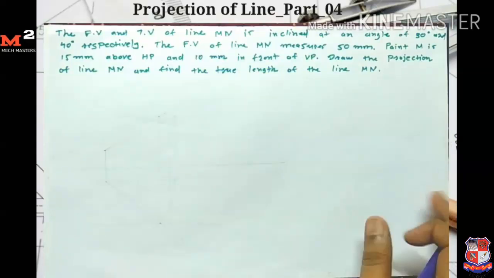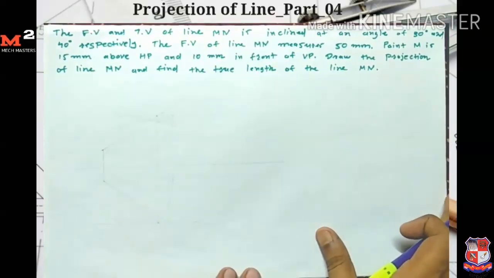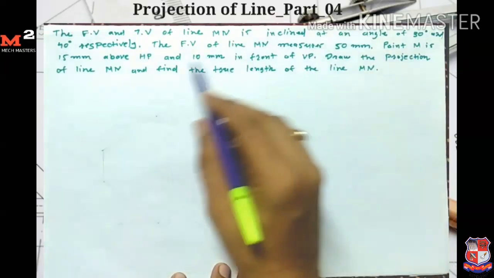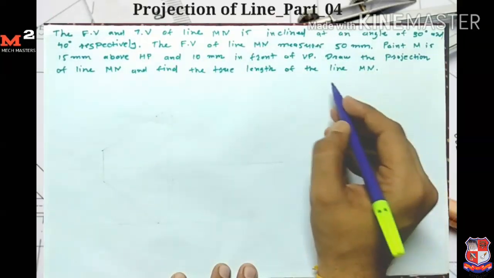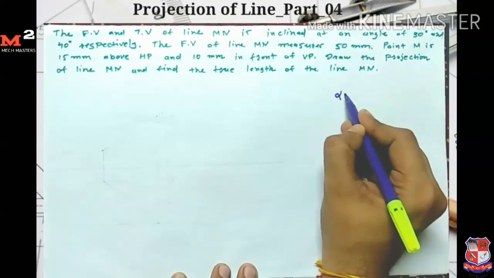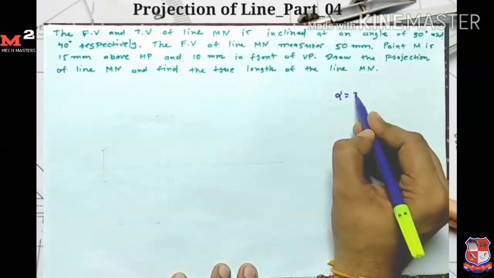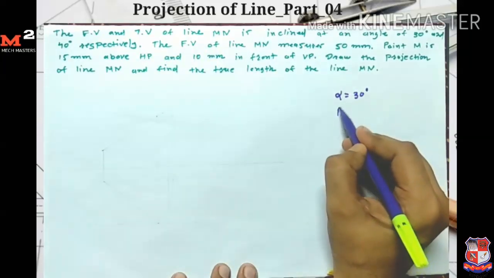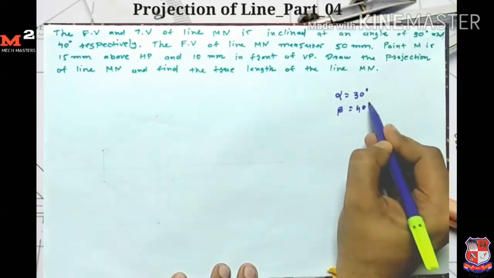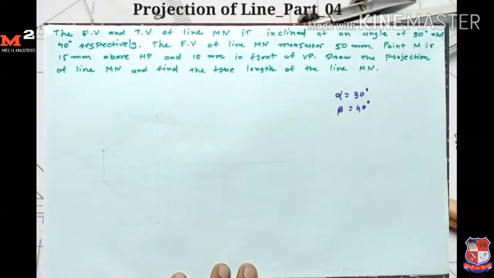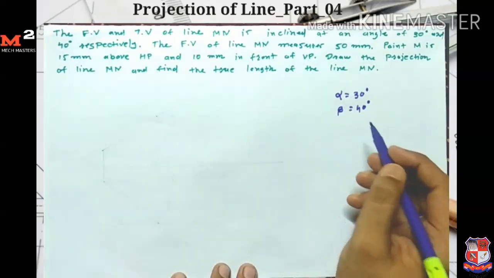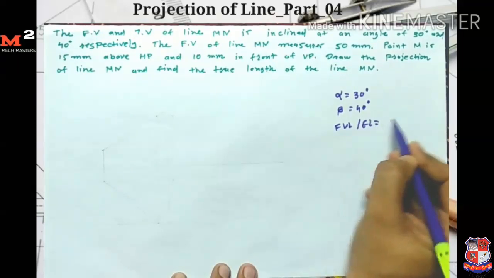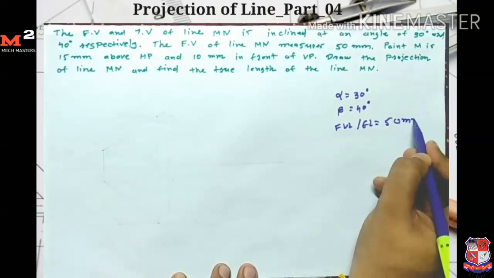Okay, in this problem, data is given that the front view and top view of the line MN are inclined at an angle of 30 degrees and 40 degrees respectively. This means the angle made by the front view is the inclination angle alpha, which is 30 degrees, and the angle made by the top view is the inclination angle beta, which is 40 degrees. Then the front view of the line MN measures 50 mm, so the front view length or elevation length is equal to 50 mm.